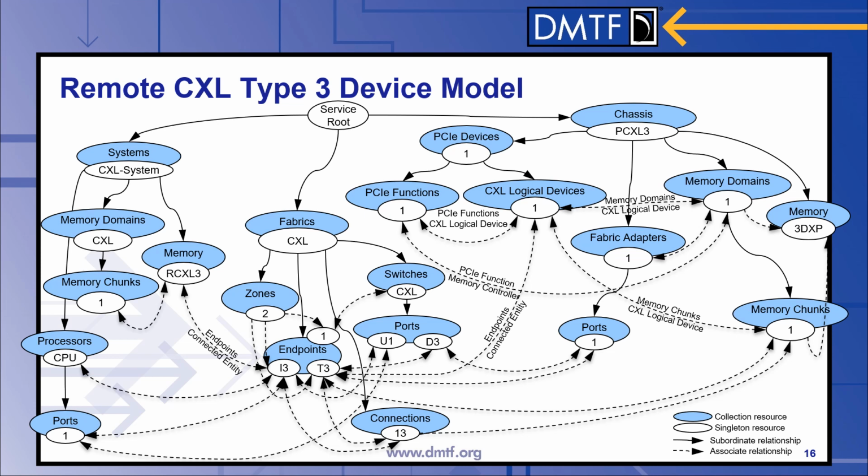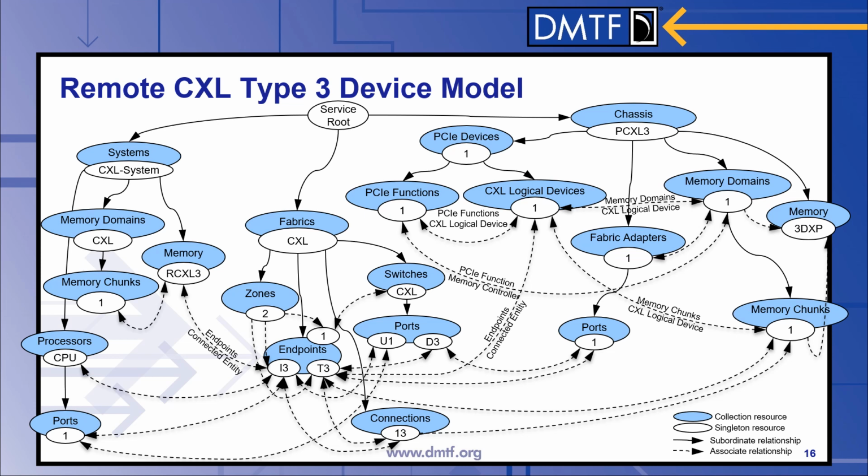Remote Type 3 memory is similar to remote Type 2 memory, except that there is no remote processor available. Fabric model is similar, representing the CXL memory with a switch containing upstream and downstream ports. There is a zone that allows traffic to be transmitted between the initiator and the target endpoints on the fabric. There is a connection that describes the CXL system being connected to the remote memory in the Remote CXL device.